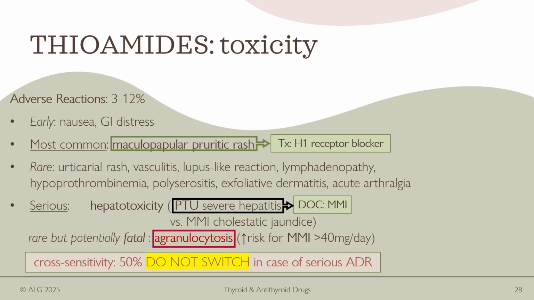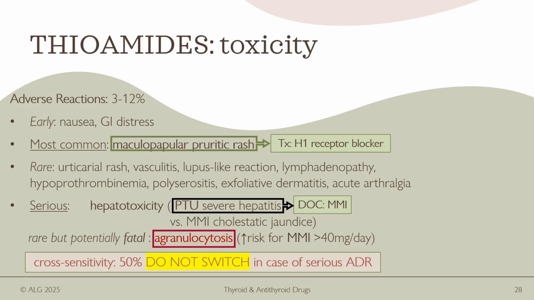However, methimazole at a higher daily dose may cause agranulocytosis, which can be life-threatening but is rapidly reversible when the drug is discontinued. You may also give granulocyte colony-stimulating factor to hasten the recovery of granulocytes. In case of serious adverse reactions to one thioamide, you do not switch to the other because the cross-sensitivity between the two is 50%. You will need to explore other treatment options.